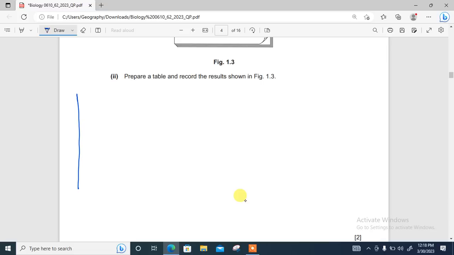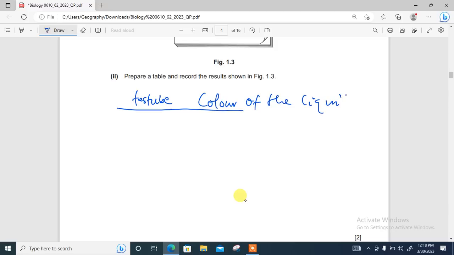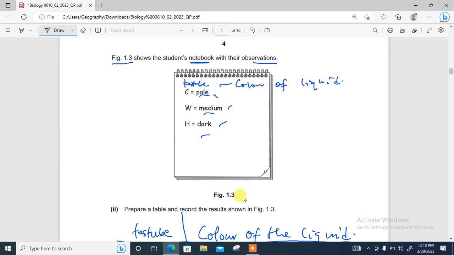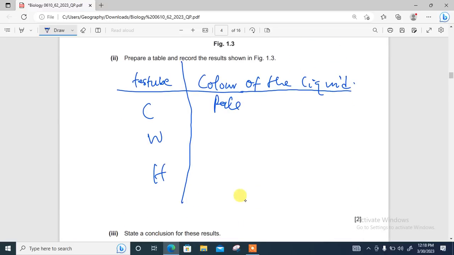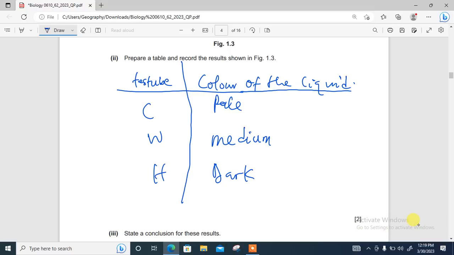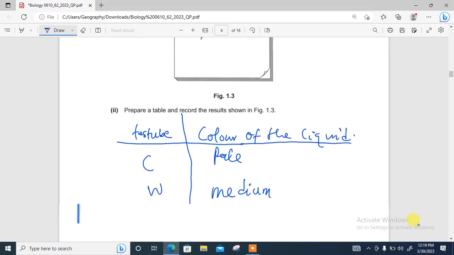So what you draw is just a table with 2 different columns. You have test tube, and you have color of the liquid. Once you've done that, we have test tubes C, W, and H, so CWH, which are pale, medium, and dark in terms of color. C is pale, W is medium and H is dark. So that's what it represents. So that's all for your 2 marks.